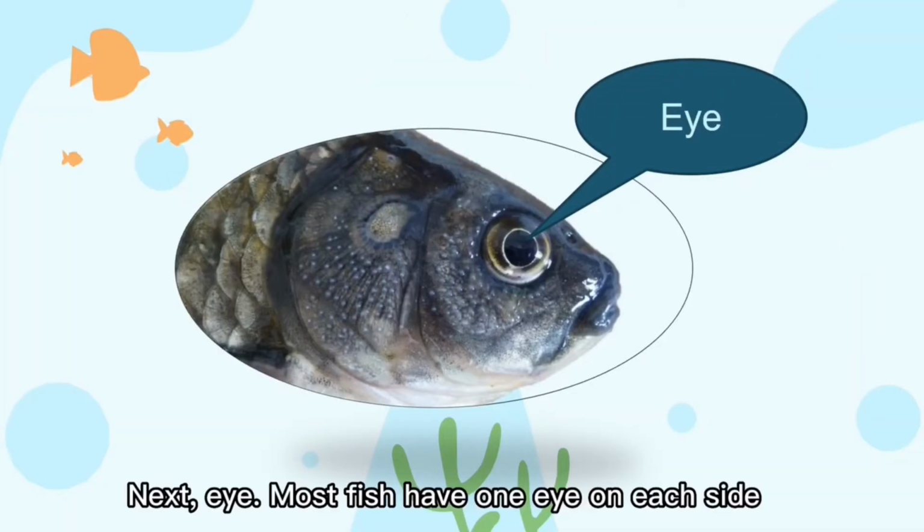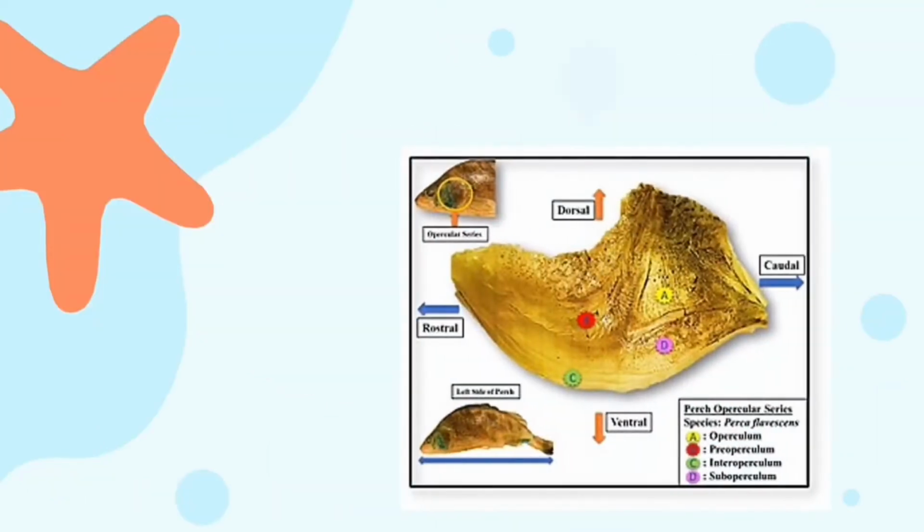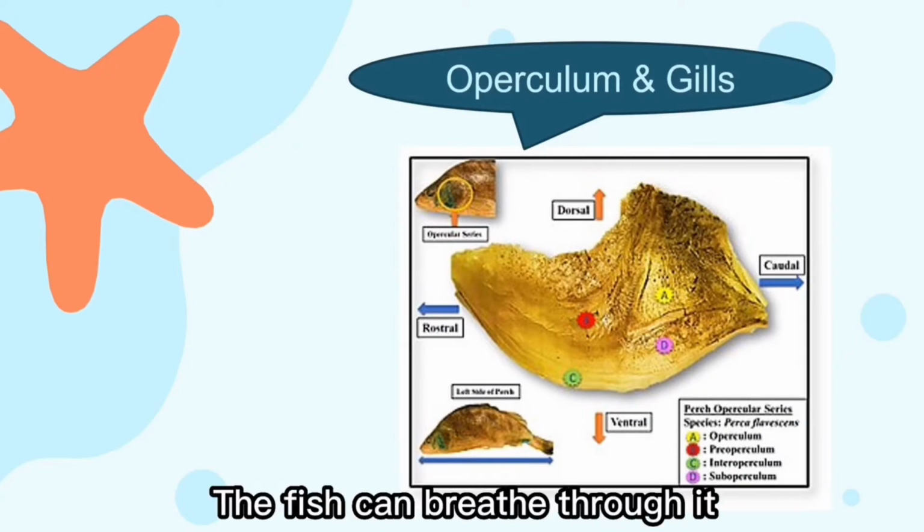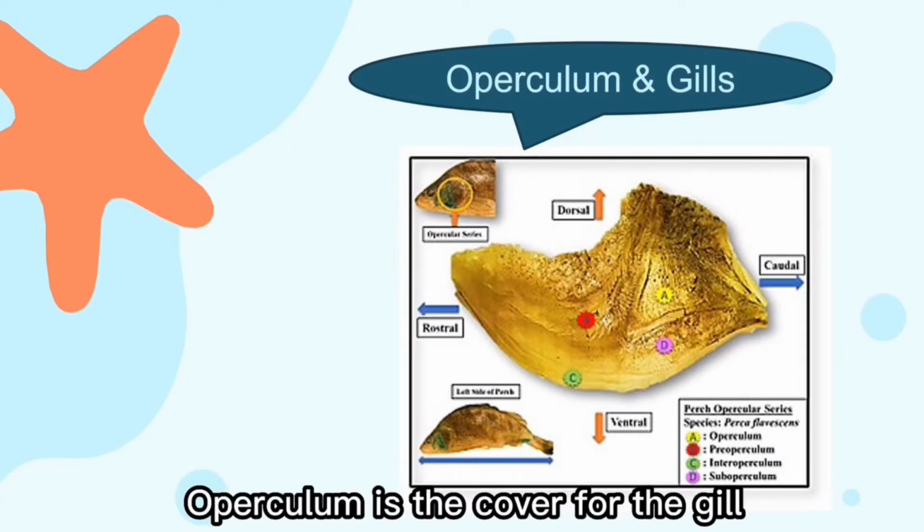Next, eyes. Most fish have one eye on each side. Last, operculum and gill. The fish can breathe through it. The operculum is the cover for the gill.